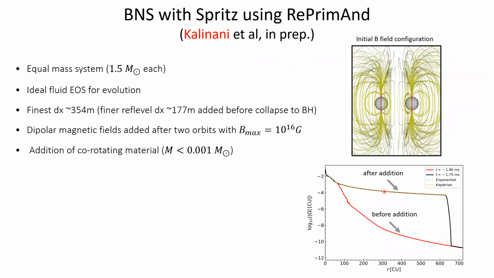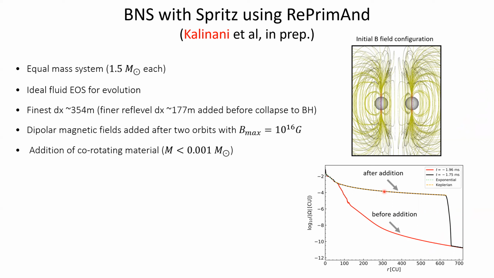Very recently, we also started to do some tests of Spritz with binary star systems, both with an ideal fluid equation of state as well as a piecewise polytropic equation of state. This is work that has mainly been done by Jay Kalinani, who is there with you at Rochester. These are some snapshots, for example, of the evolution of a binary neutron star system with both neutron stars of 1.5 solar masses. This should be the same system that people typically call the missing link system.